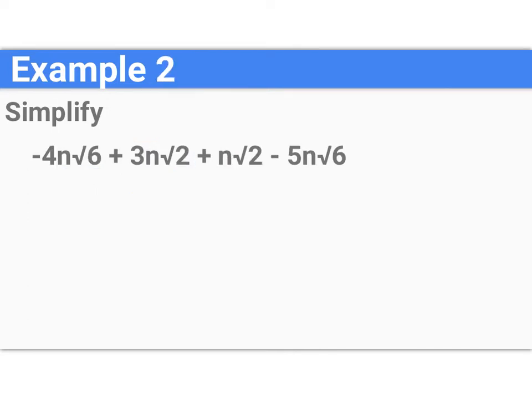Okay, let's look at our second example. So just like in the first one, the root 6s go together and the sign in front of it goes with it, and the root 2s go together. So remember, same signs add. So negative 4 and negative 5 is negative 9n root 6, plus, no number here, it's a 1 there, 4n root 2.